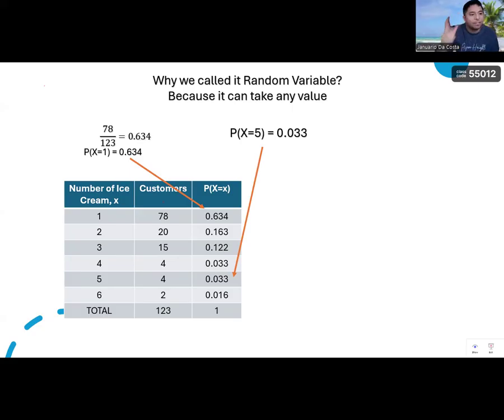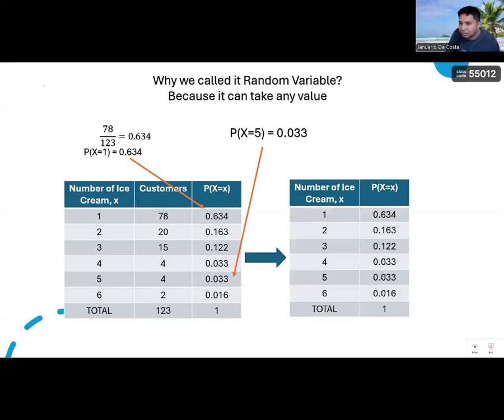Okay. Now that you already have all your probabilities in the probability distribution, I'm just going to take out the number of customers because I already know the probability of this. So from this table, I can know what is the probability that when a customer comes in, he or she will buy 6 ice cream. It is 0.016. Yeah, so that's the probability.